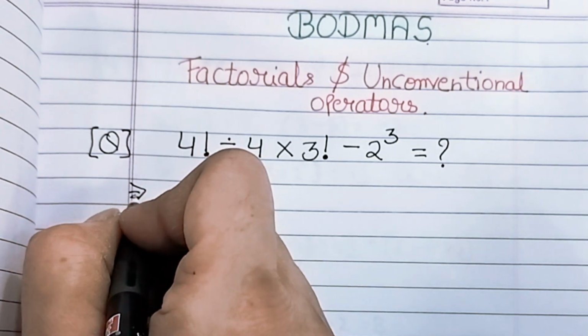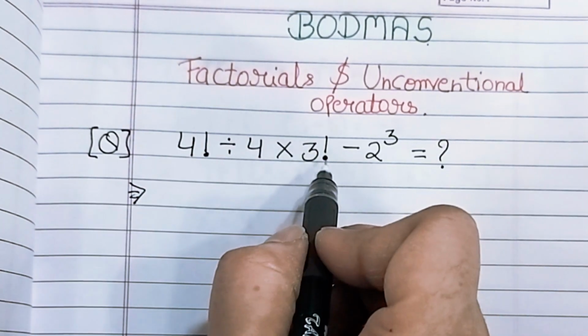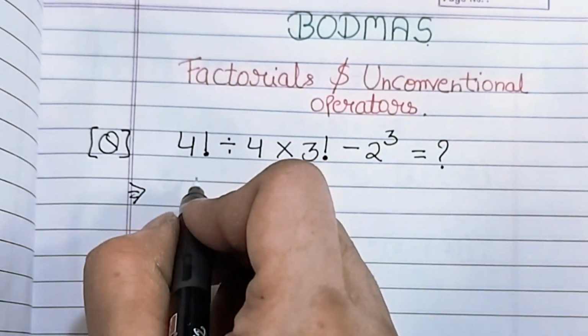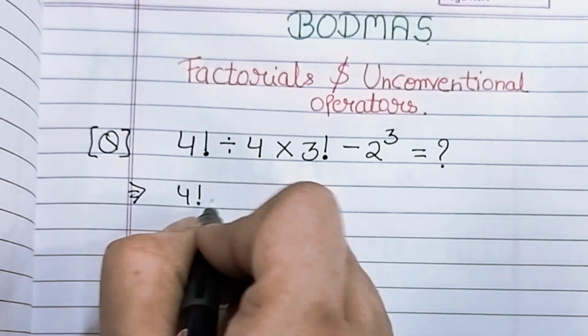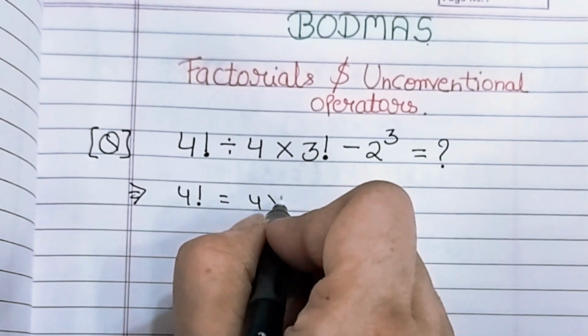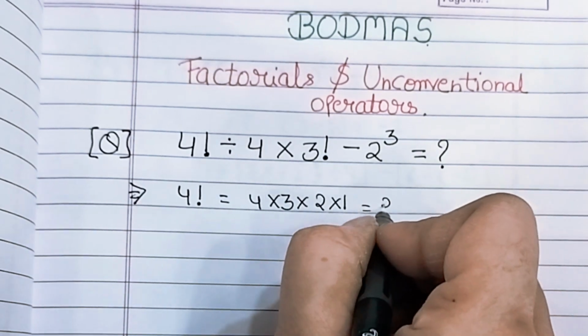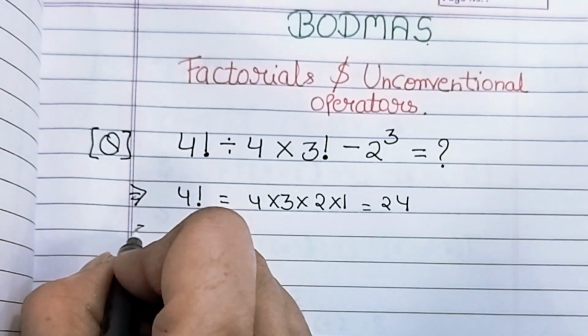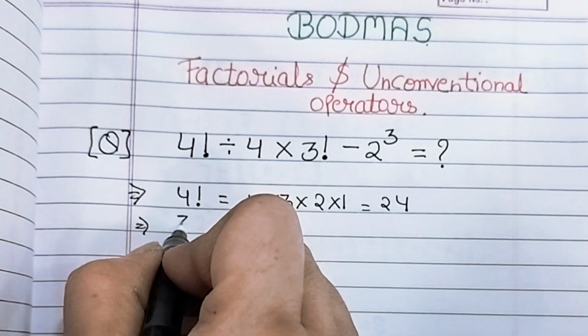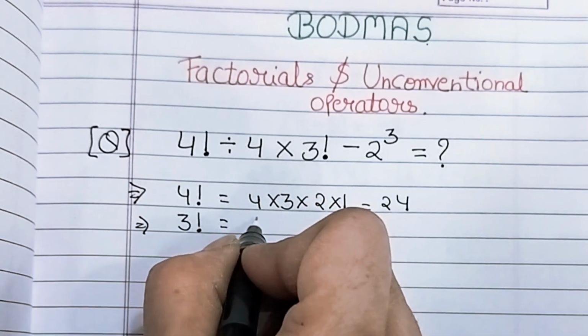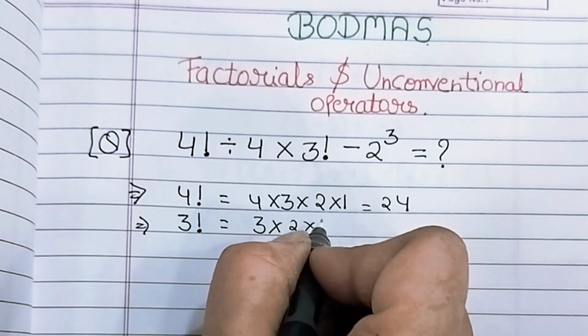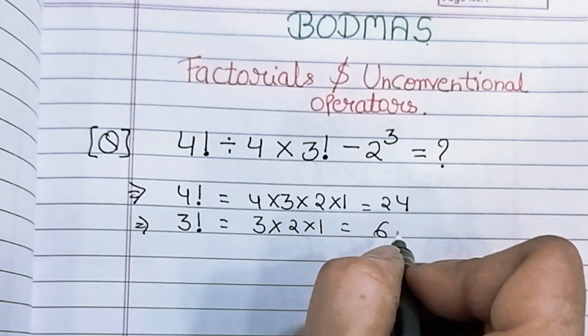So first, calculate the factorials and exponents. The first factorial is 4 factorial, which equals 4 into 3 into 2 into 1. After multiplying, you will get 24. The second factorial is 3 factorial, that is 3 into 2 into 1. After multiplying, you will get 6.